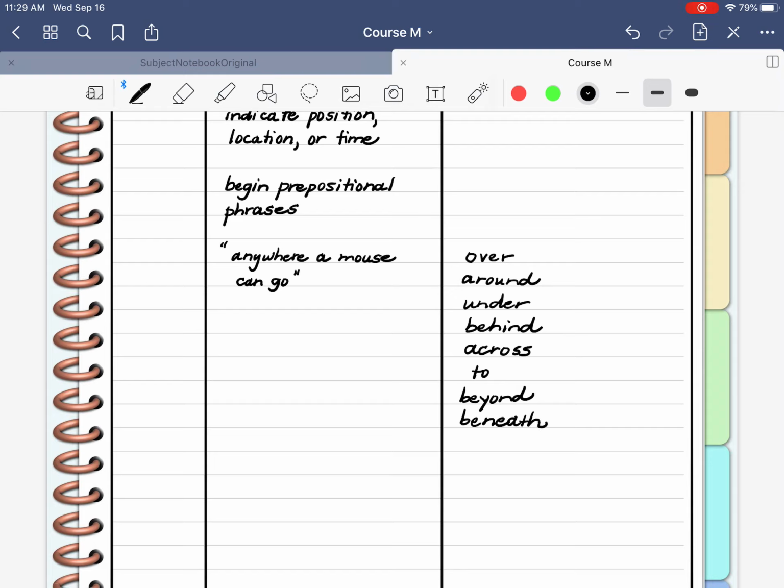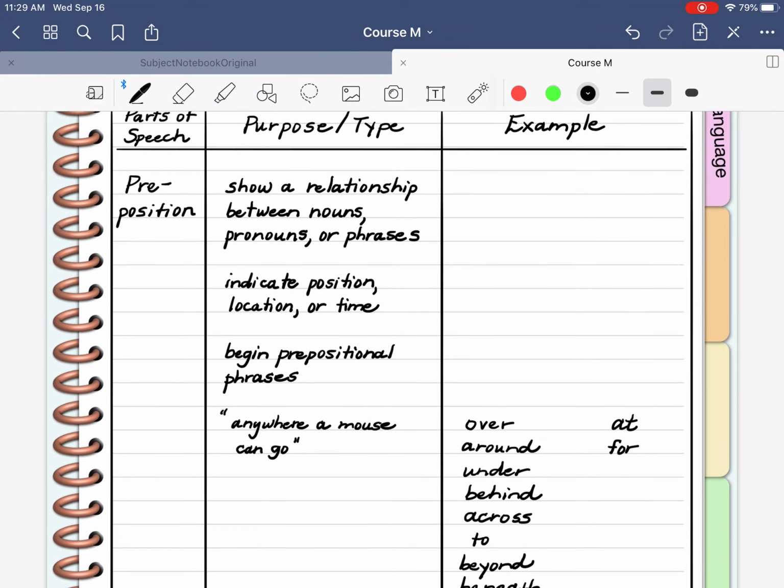But then there were words like at and for that didn't really make sense to me thinking about the mouse until I thought about it. The mouse can go for the cheese. The mouse can go at the cheese. Those are a little bit harder to picture with the mouse analogy. But this will help you. If you think about places a mouse can go, that will help you to find your prepositions.